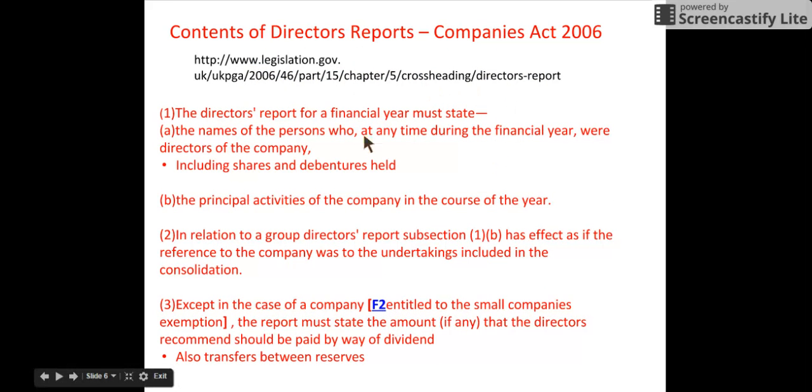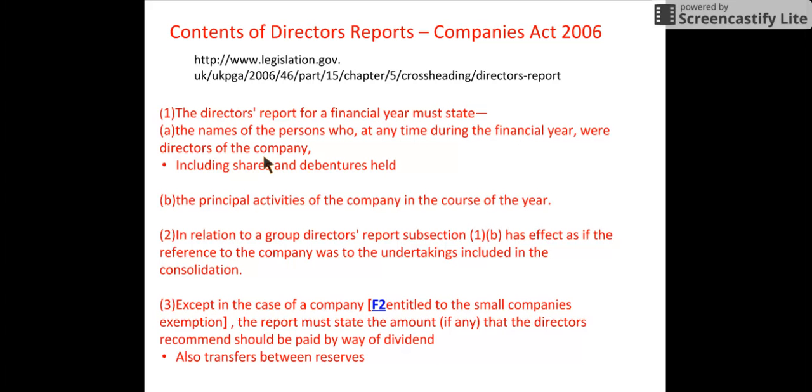As I've said, the main driver for this in the UK is the Companies Act 2006. The information I've taken in this part of the presentation comes straight from the Companies Act, but obviously I'm going to explain what it actually means. A director's report for a financial year must include the name of anybody who's been a director in that company during the course of the year, and including any shares and debentures that they held, including those that were sold or purchased during the year.